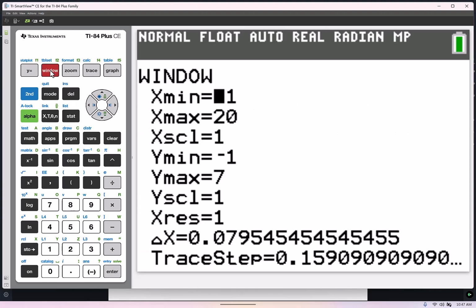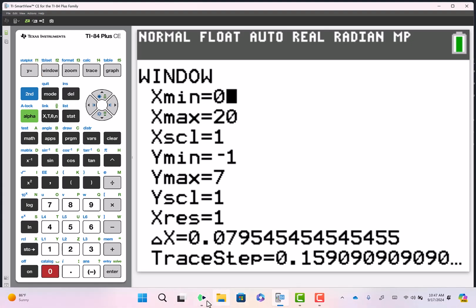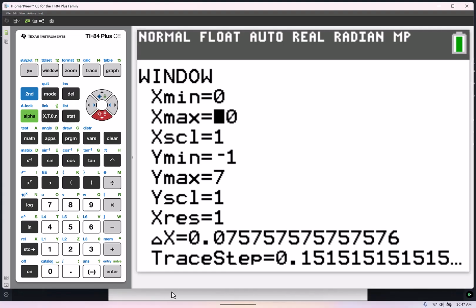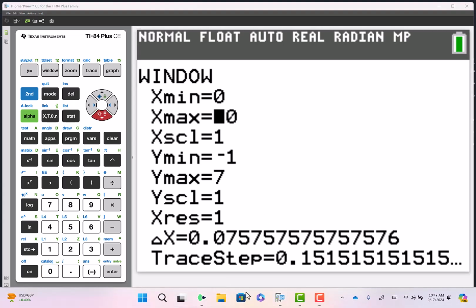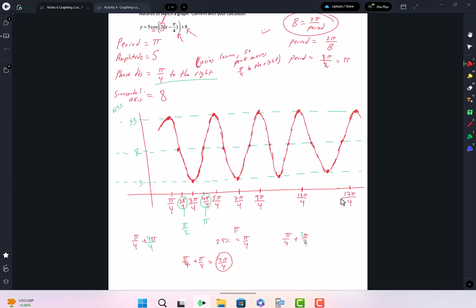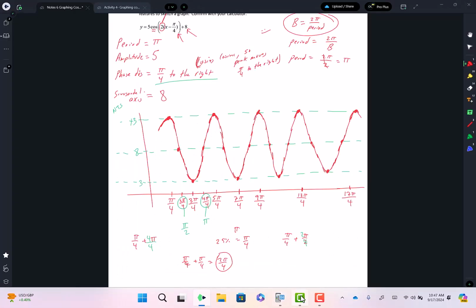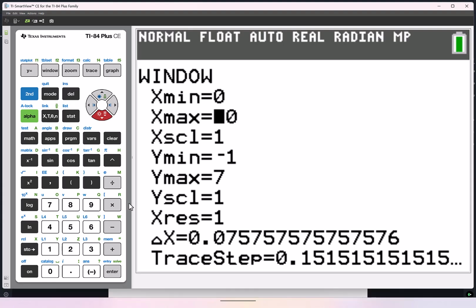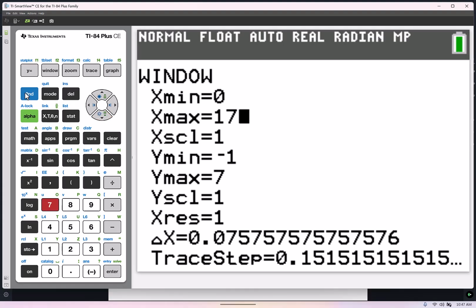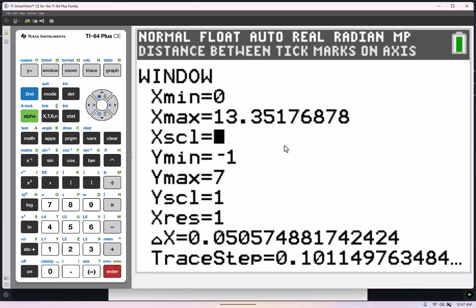Push window. X min. I don't really care what happens to the left of the y-axis. X max. Okay, here we go. On X max, relax. It says I go all the way to 17 pi over 4. So I'm going to take my calculator and type 17 pi, divided by 4. Enter. It's going to turn into a decimal. That is fine. My decimal is 13.35. Did you guys get that?